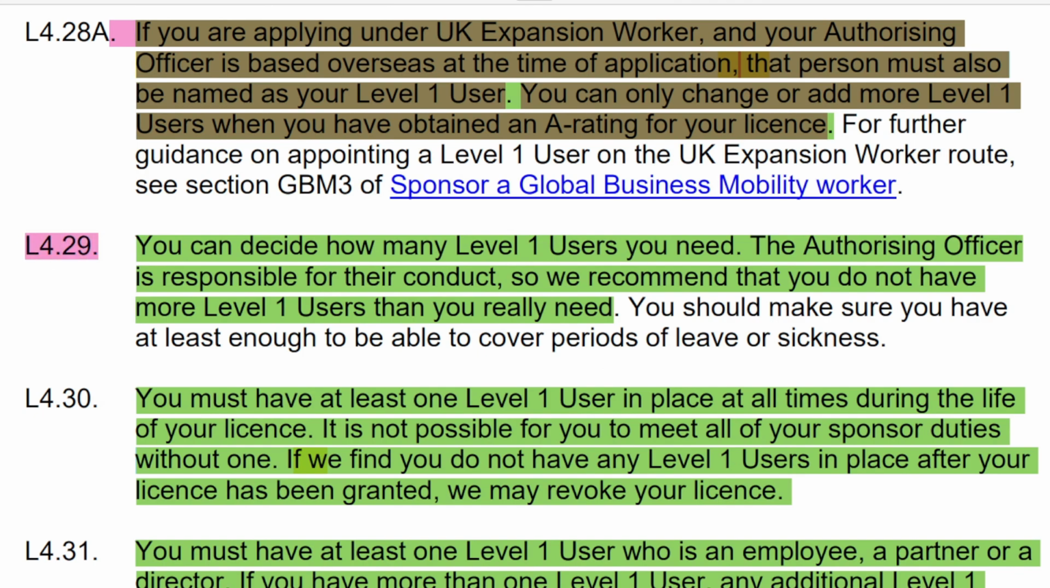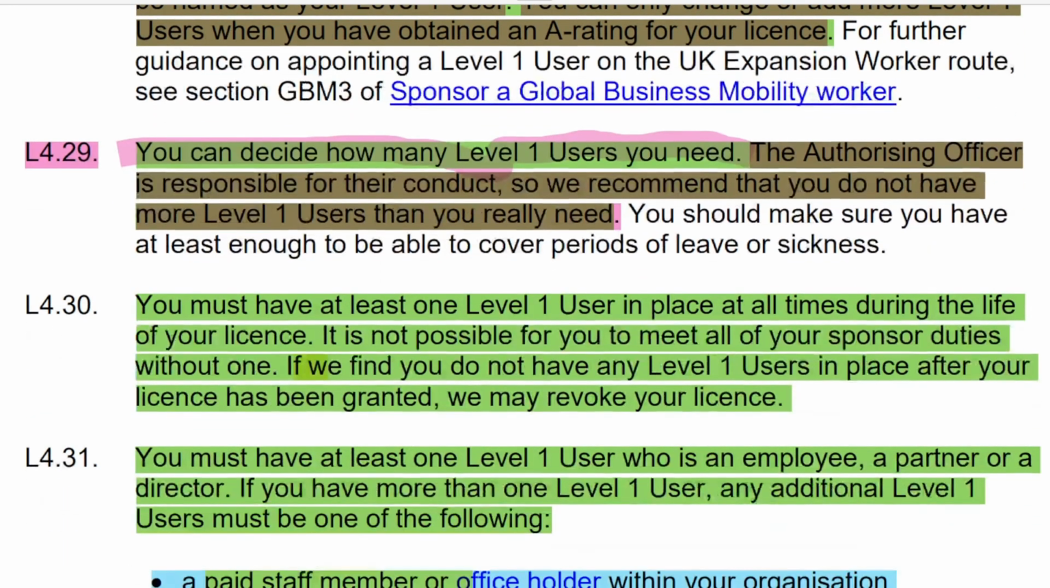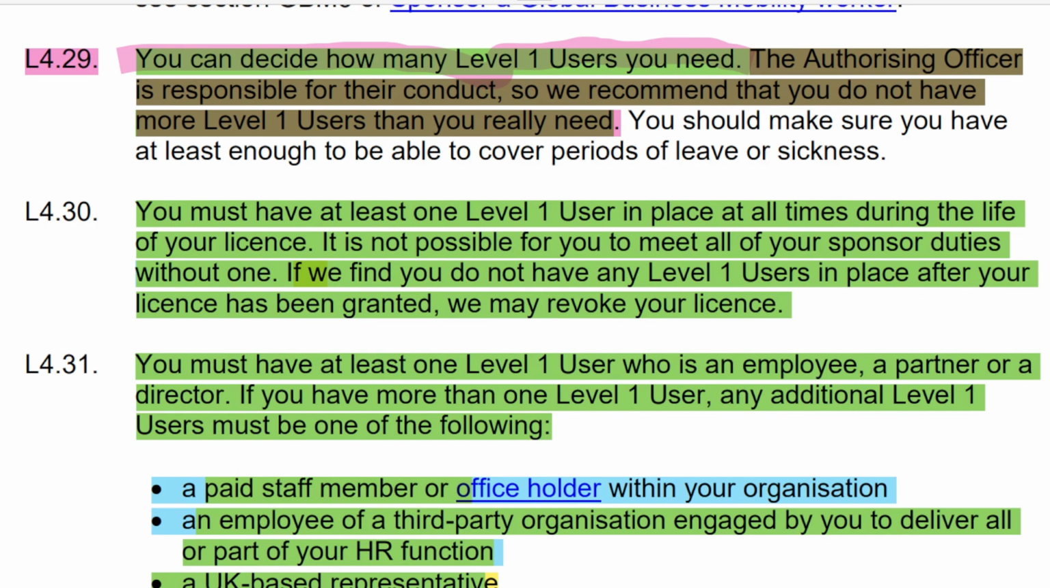Further, it says in L429, you can decide how many level 1 users you need. The authorizing officer is responsible for their conduct, so we recommend that you do not have more level 1 users than you need. So the Home Office recommends only one level 1 user should be in place. But if you need more, you can do that.